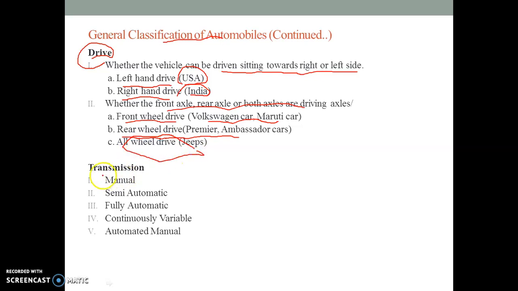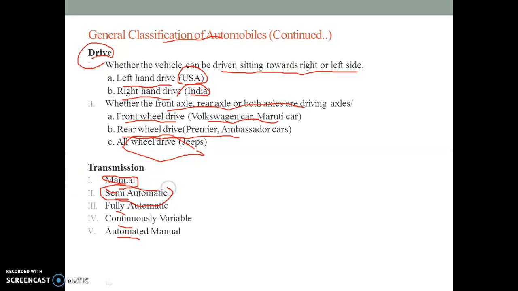Okay. Next classification is according to the transmission, that is manual, semi-automatic, fully automatic, continuously variable, and automated manual. A manual transmission system of an automobile is one in which an ordinary crash type gearbox is used. For example, most of the Indian cars. So all Indian cars generally are manual.